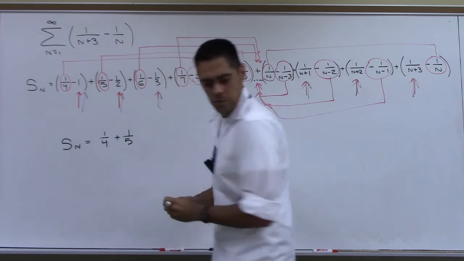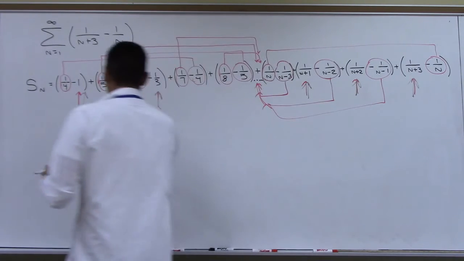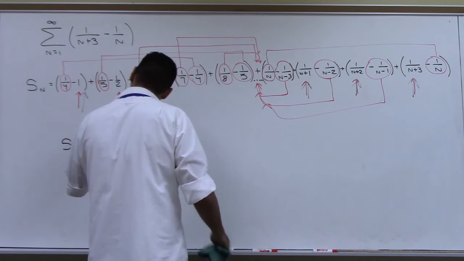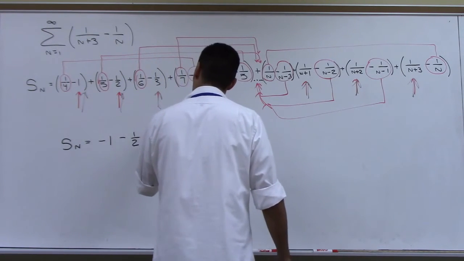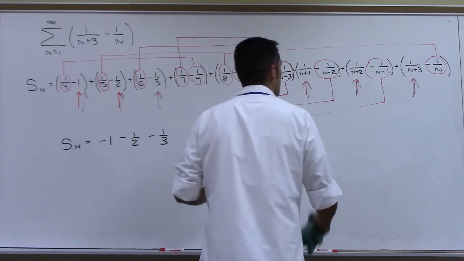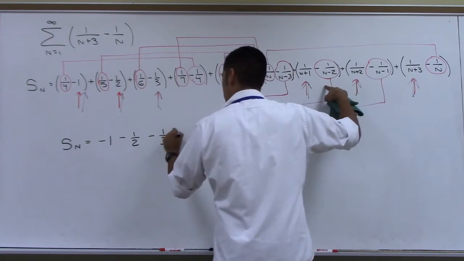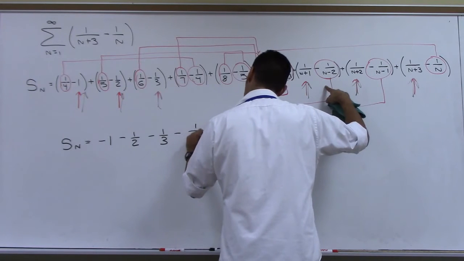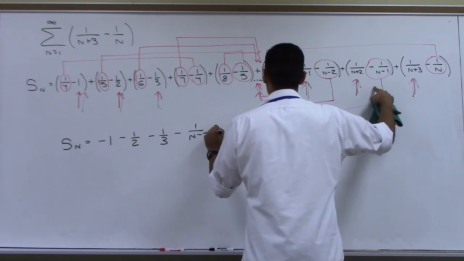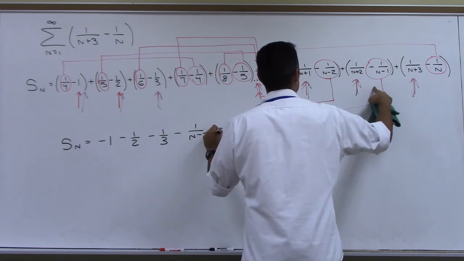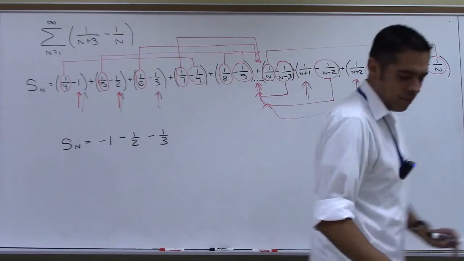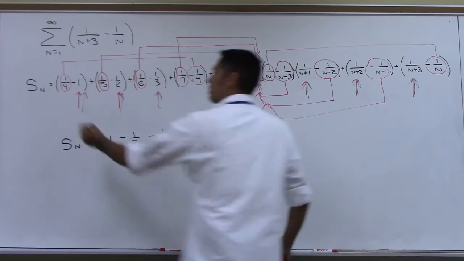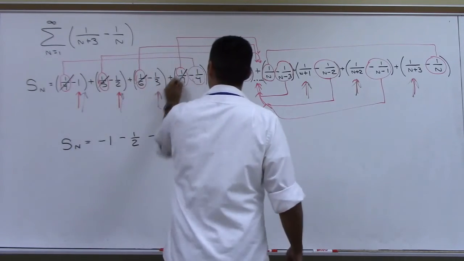No, those were gone, sorry. Minus 1, minus 1/2, minus 1/3, those three. And then down here, minus 1 over n minus 2 minus... What's happened is, what I'm used to doing when I do these is I actually cancel these out so I don't mess them up.